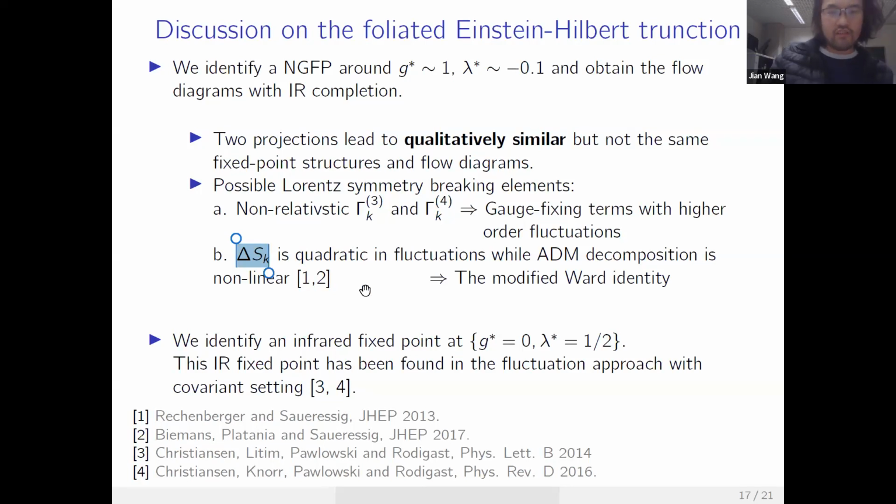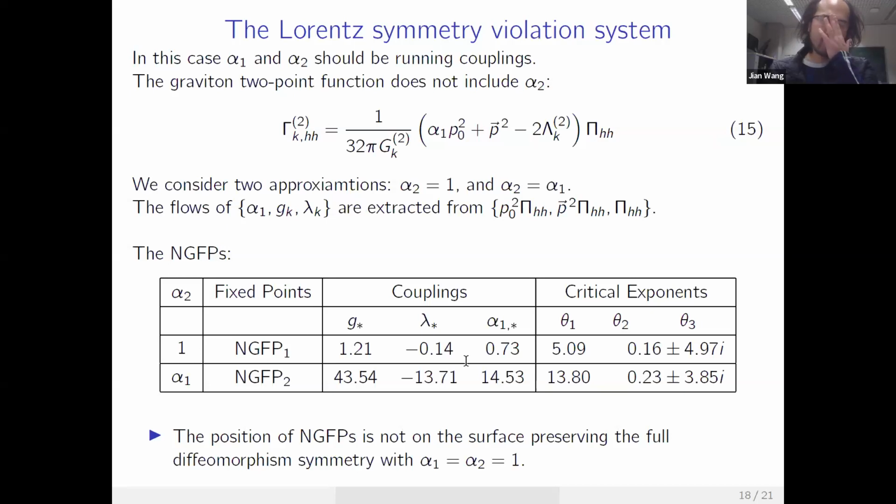And in addition, we also identify an infrared fixed point around this place. As we mentioned before, this infrared fixed point was already found in the fluctuation approach with the current setting. I think this is the first time to have this infrared fixed point in the foliated spacetime. Okay, now finally, let's go to the system including the Lorentz symmetry breaking couplings. So in this case, alpha 1 and alpha 2 should be regarded as running couplings.